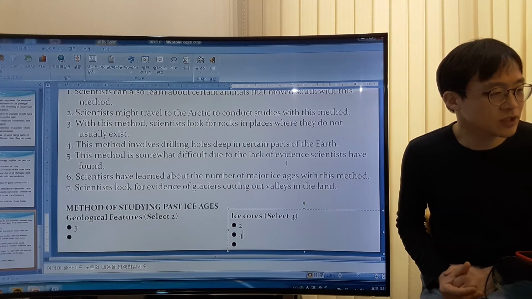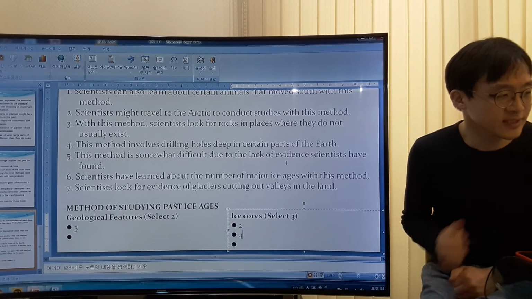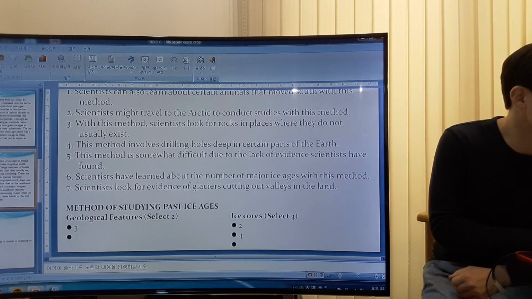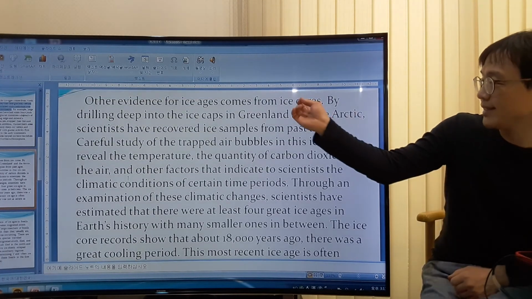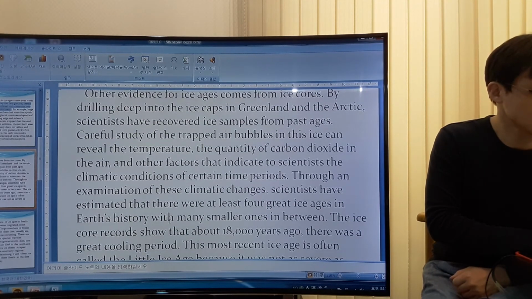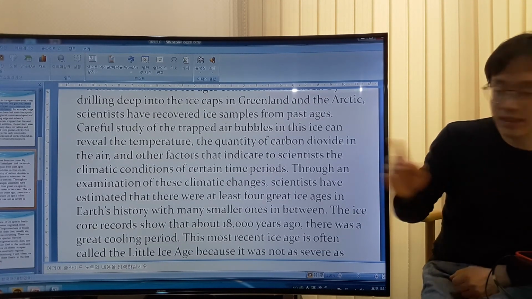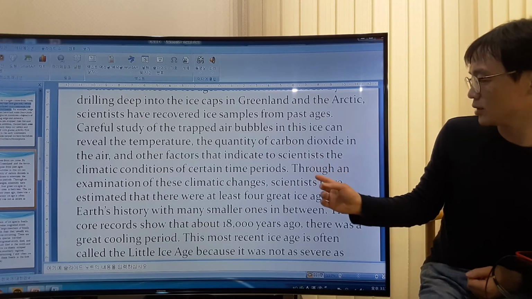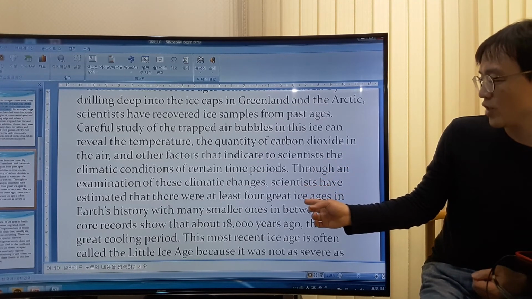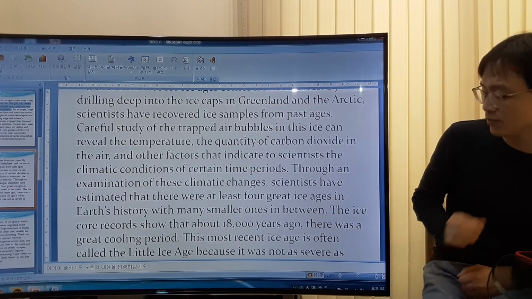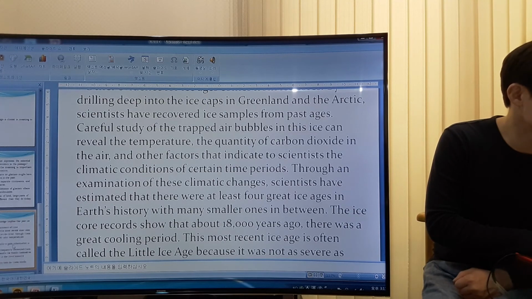Scientists have learned about the number of major ice ages with this method. Learned about the number of major ice ages. Which one was that? By studying the ice cores, right? Scientists have estimated that there were at least 4 great ice ages in Earth's history, with many smaller ones in between. So this one goes to ice cores.